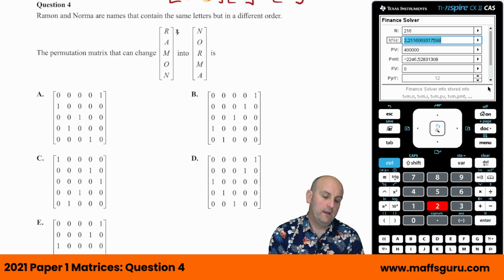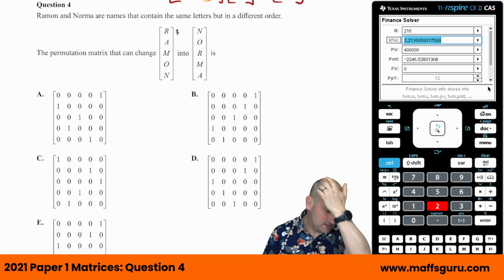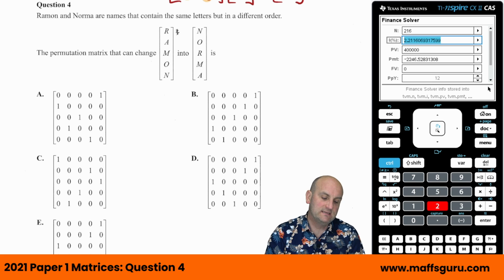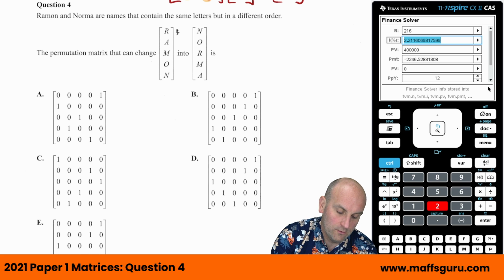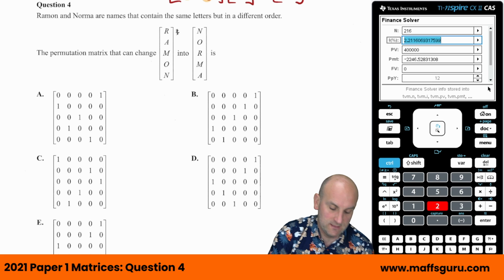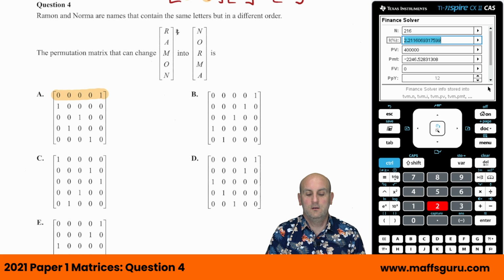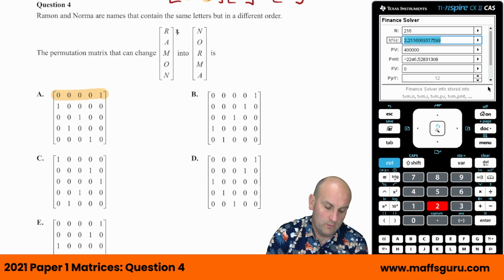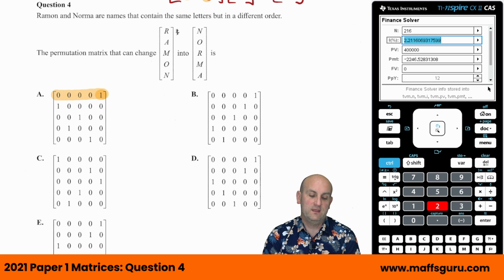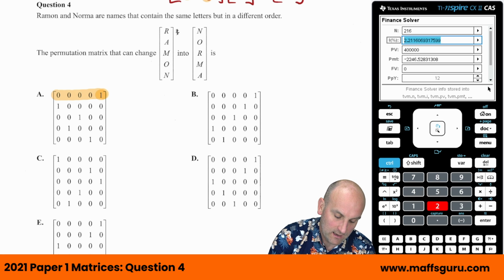Ramon and Norma are names that contain the same letters. The permutation matrix can change that into that. Right, so what we now look at is, when we look at a permutation matrix, look at this. What that's saying is the first element of the new matrix will equal the fifth number, or the fifth thing in the original. So basically what we're saying here is that when I multiply this, does N come first? And it does, because our last value here is N. Does it go first? It does.